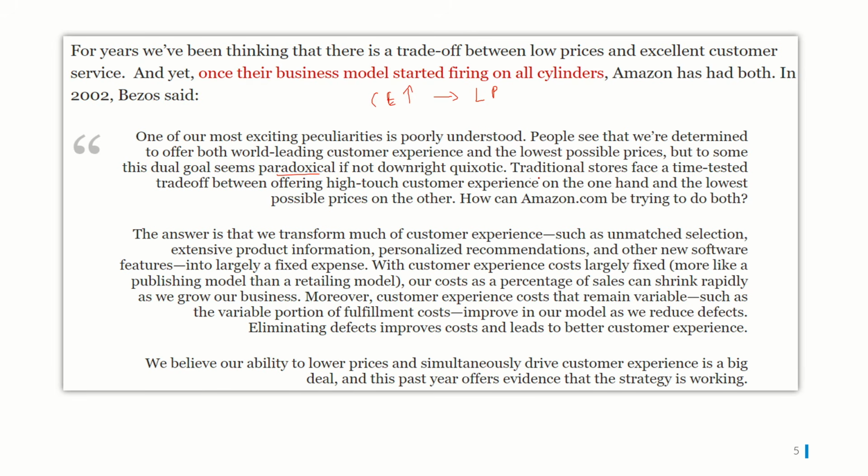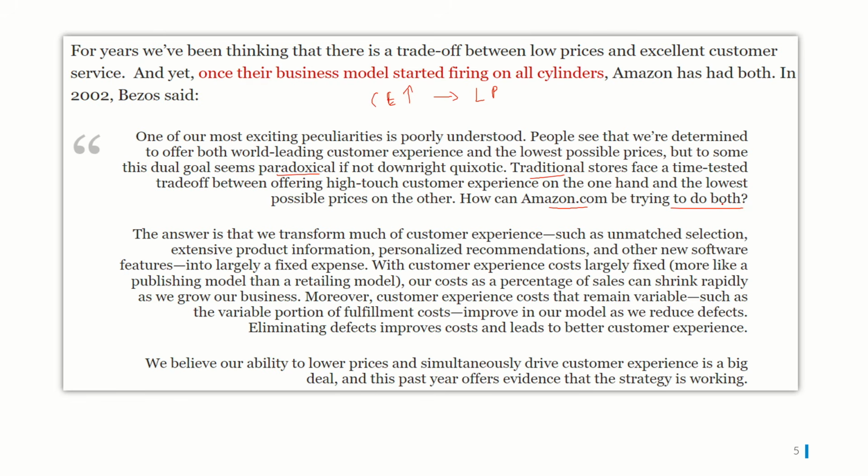This is where traditional stores suffer. He's saying we are not suffering from this. We can take advantage of this because we are an online business. Traditional stores suffer this problem because if they want to give a good quality of customer experience, they cannot offer the lowest prices, and then ultimately some people will go away from them and buy from their competitors, and ultimately their profit margins will decrease. It is not possible for traditional stores to offer both things. These are dichotomous things. But for Amazon, Amazon.com is trying to do both.